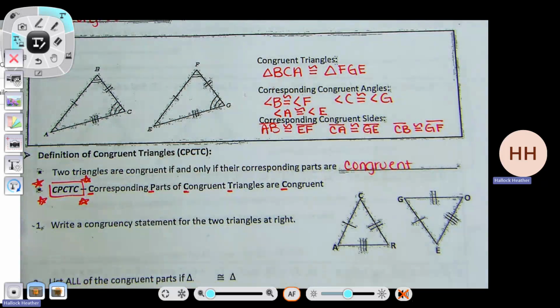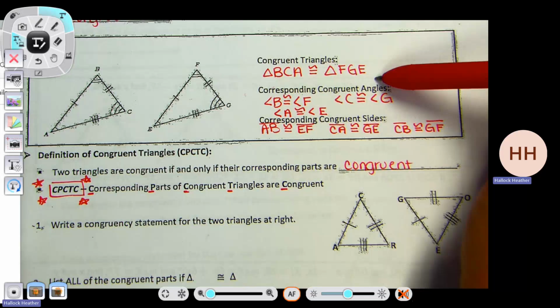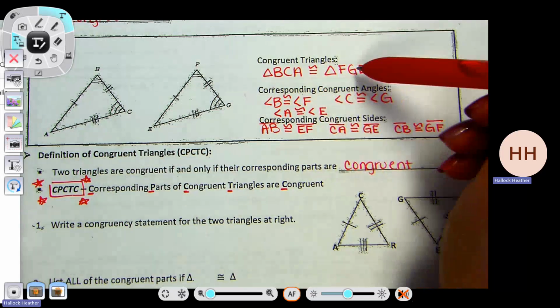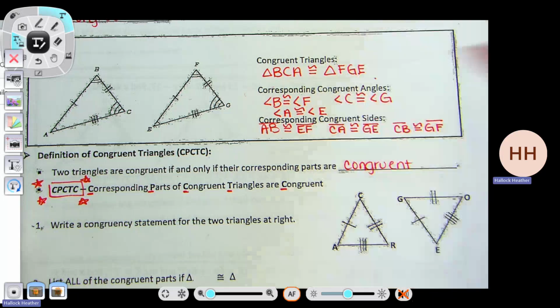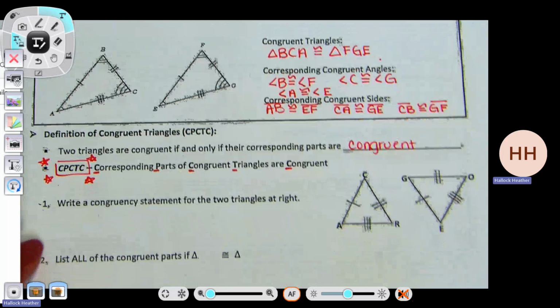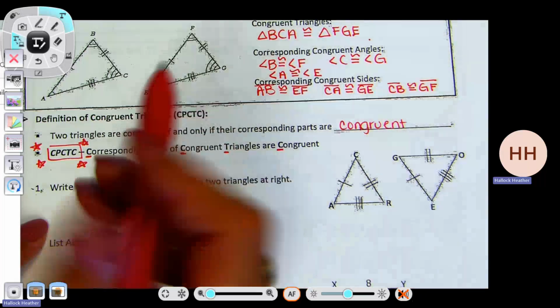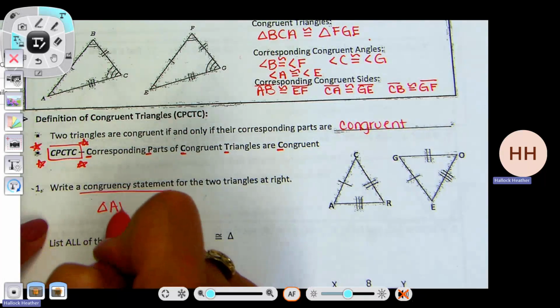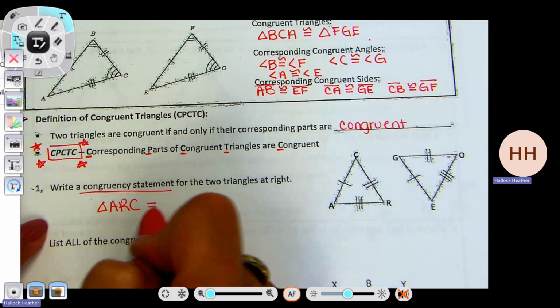Basically, what it stands for when we get to doing proofs is if they tell you that the two triangles are congruent, like I told you that these two triangles are congruent, you can tell me all of this information because I know they're congruent. Because they're congruent, I could say all the angles are congruent, and then I could say all the sides are congruent.